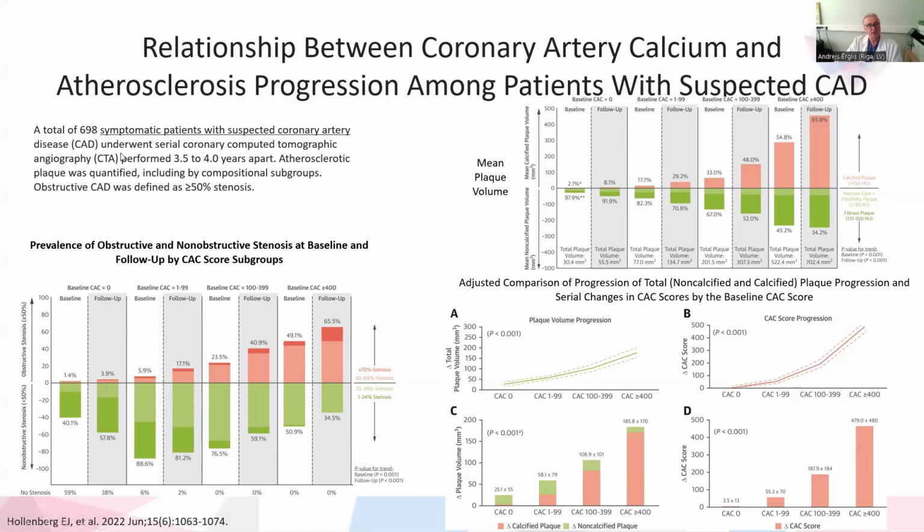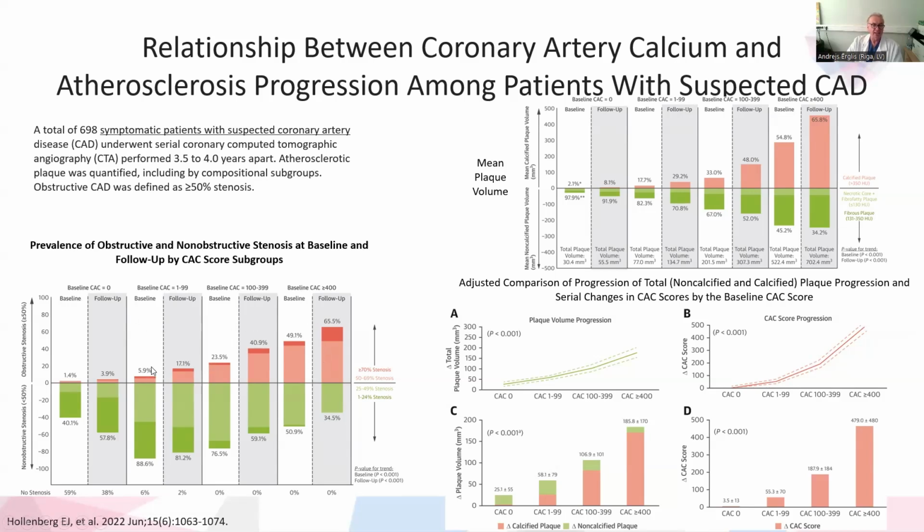As you see, the patients underwent serial coronary computed tomographic angiography performed 3.4 to 4 years apart, and atherosclerotic plaque was quantified, including by compositional subgroup. Obstructive coronary artery disease was defined as greater than or equal to 50% stenosis. And then you see how the calcium score actually changes in subgroups.